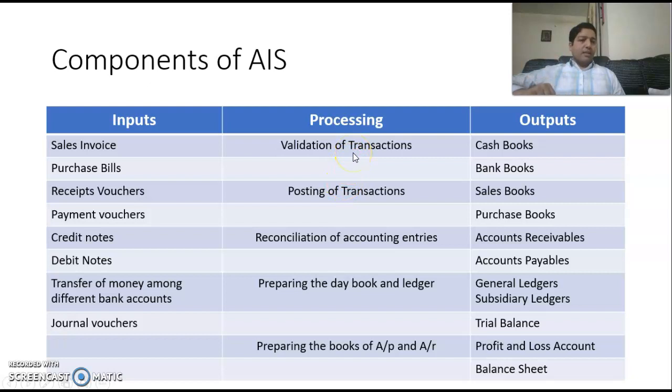And within processing, it is really interesting to know that validating the transaction, posting, reconciliation of accounting, preparing the day book and ledger, and preparing the books of accounts payable and accounts receivable are part of the processing of this AIS, or accounting information system. While it provides you cash books, bank books, sales book, purchase books, accounts receivable, accounts payable, journal ledger, subsidiary ledger, trial balance, P&L account and balance sheet. And definitely these all accounting outcomes give an edge, or rather they provide a basic accounting system for an organization to take the right decision.